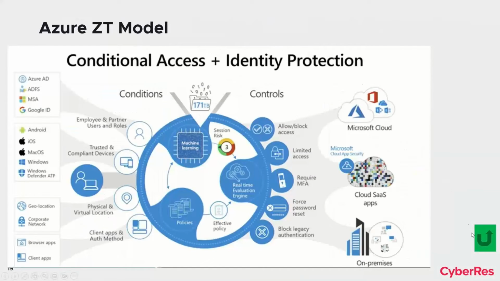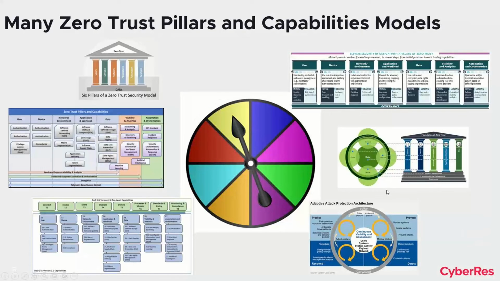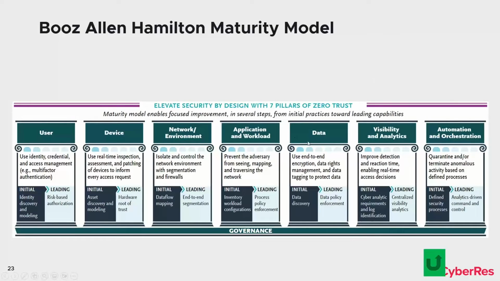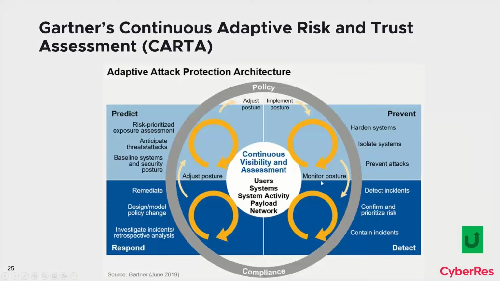To go further than that, not only do you have all kinds of different models, there are different descriptions of what's important to a zero trust architecture. So the pillars is what some people call them, the capability models is what other people call them. Those differ between different organizations. You may have 6 or 7 different pillars that you think are important about what a zero trust ecosystem should be, and how you mature over time into a zero trust. So Booz Allen Hamilton has their own model, and Gartner, they have their own model.